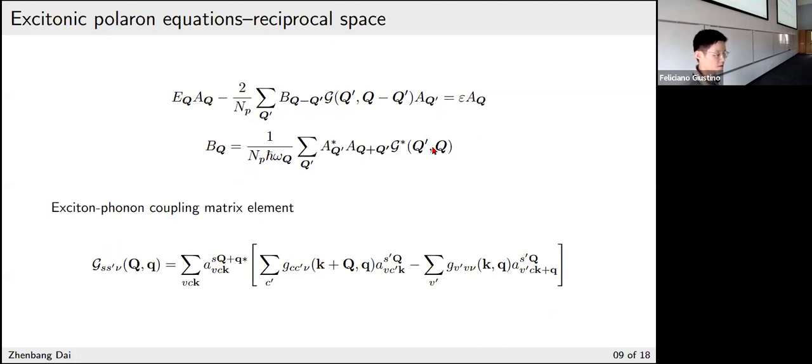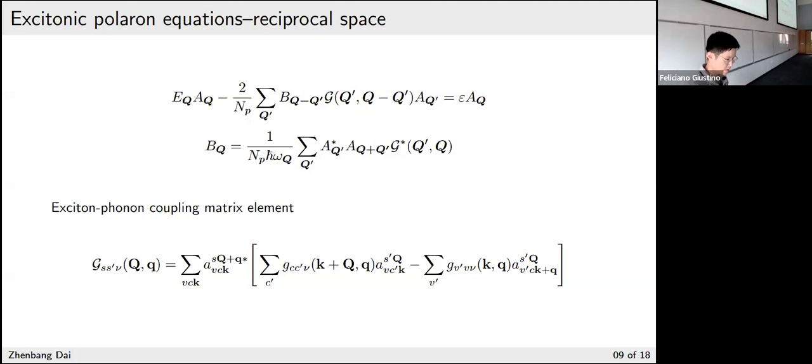And in the end, when the calculation is converged, you can use the converged A coefficient to reconstruct the exciton-polaron wave function in real space. And because now there's nothing that is dependent on the real space coordinate, you no longer need the big supercell to do this calculation. Everything is sampled in a unit cell. Okay.